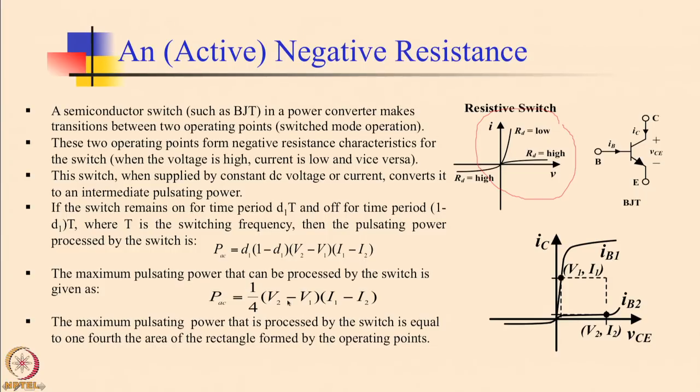Now this is a little involved proof which can be shown, but if you see graphically on the right side of this picture, this particular rectangle formed by these operating points, either here or there, this area, which is 1/4 of this particular rectangle, is what constitutes the maximum power that can be processed by the switch.